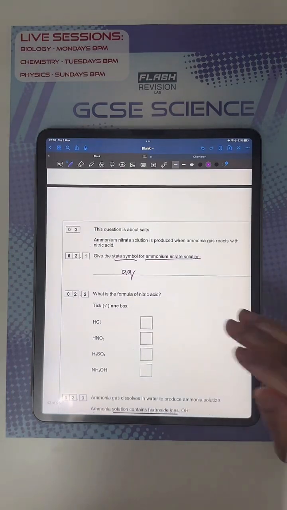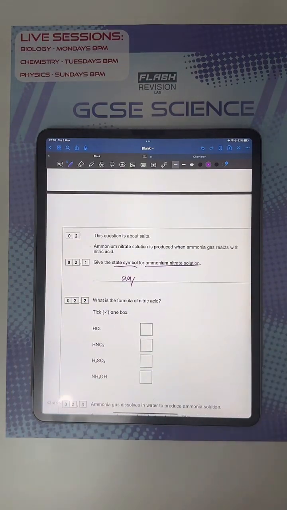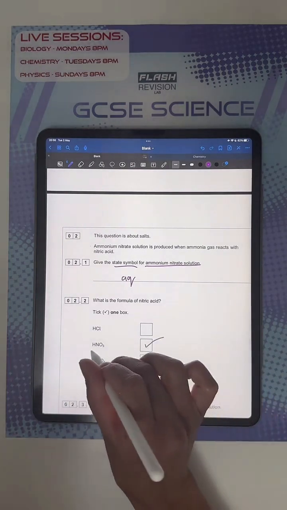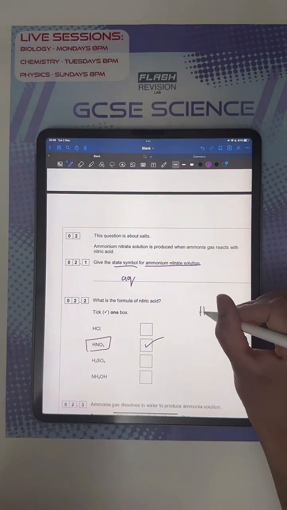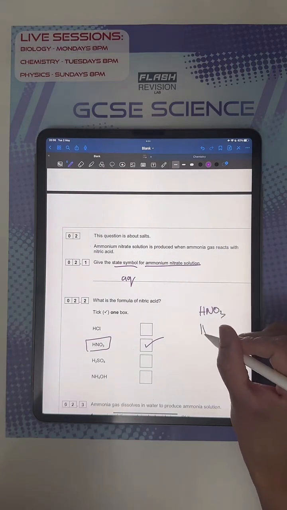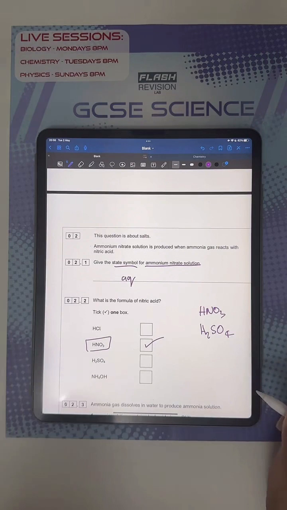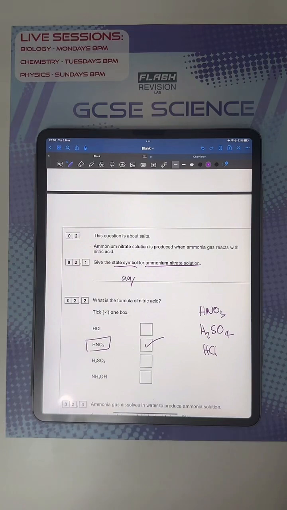What is the formula for nitric acid? This is one you need to memorize. This is higher combined, these questions. So it's relevant to triple and combined, this question here. HNO3, yep, this is one to memorize, guys. HNO3 is nitric acid. Another one is sulfuric acid is H2SO4. HCl is hydrochloric acid. Yeah, those are the main ones you come across.